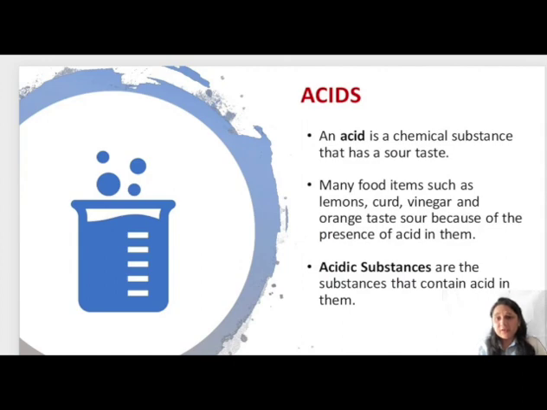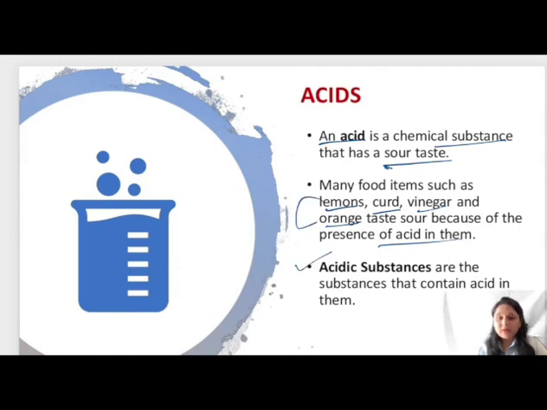An acid is a chemical substance that you have to remember. The taste of an acid, or of a substance which has acid, is sour. So many food items you have seen at your home, like curd, lemon, vinegar, and orange, taste sour. Why? Because they have acid in them. That's why these items taste sour.